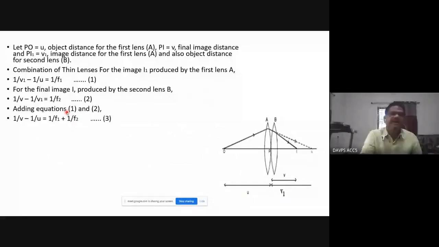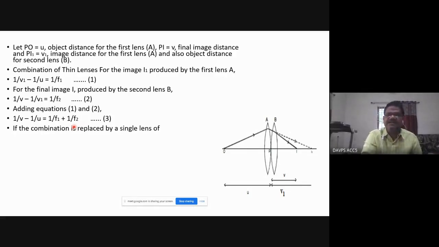Next, you add equation 1 and 2. So what are you getting? 1 by V, and something is getting minus, that is minus 1 by V1, and that 1 by V1 is getting cancelled. And you are finding 1 by V minus 1 by U equal to 1 by F1 plus 1 by F2. You are getting the final equation. Clear?